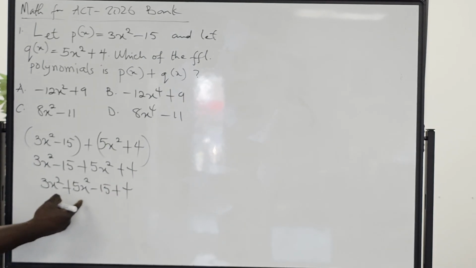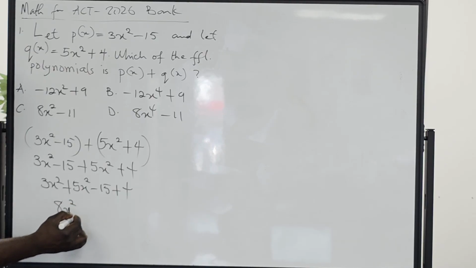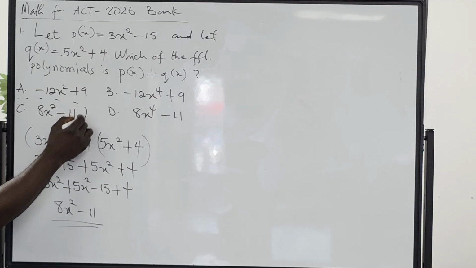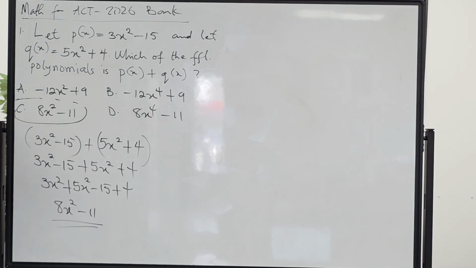4. 3x squared plus 5x squared is 8x squared. Minus 15 plus 4 is minus 11. And our answer is 8x squared minus 11. So the answer is option C. Option C.